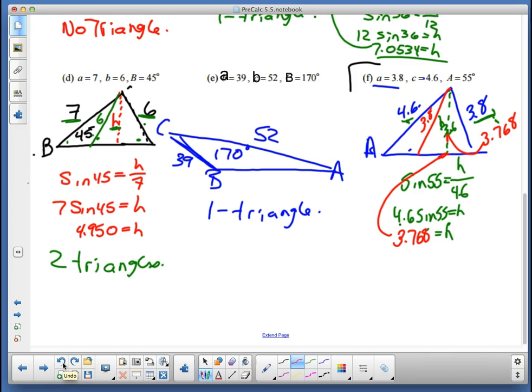Okay, yeah. If which one's bigger, the green? If the height is bigger than the side provided, it's not reaching to the bottom. It won't make a triangle at all. Does that make sense? Okay. Yeah.